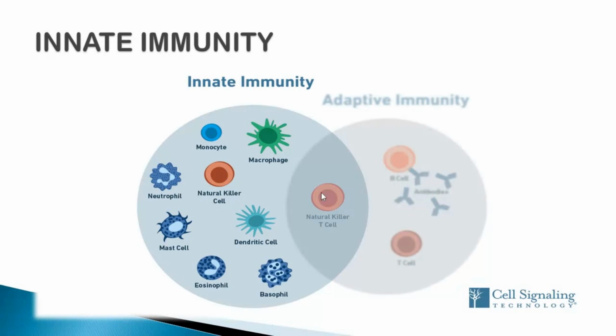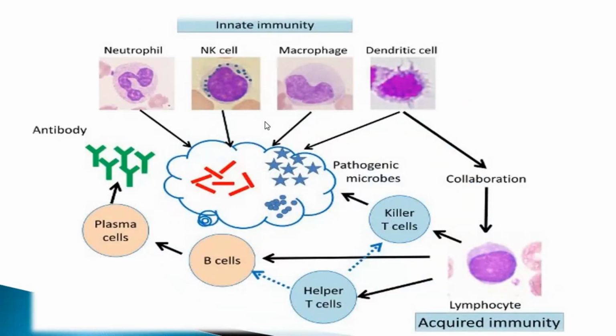Now, one thing of note is that your natural killer cells are found both in innate immunity and adaptive immunity. So if you were to be asked which cell is found in both innate immunity and adaptive immunity, it is your natural killer cells.